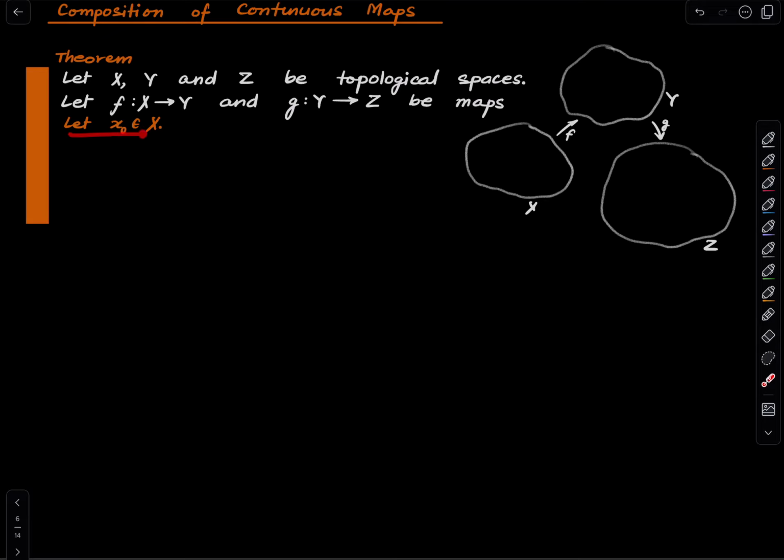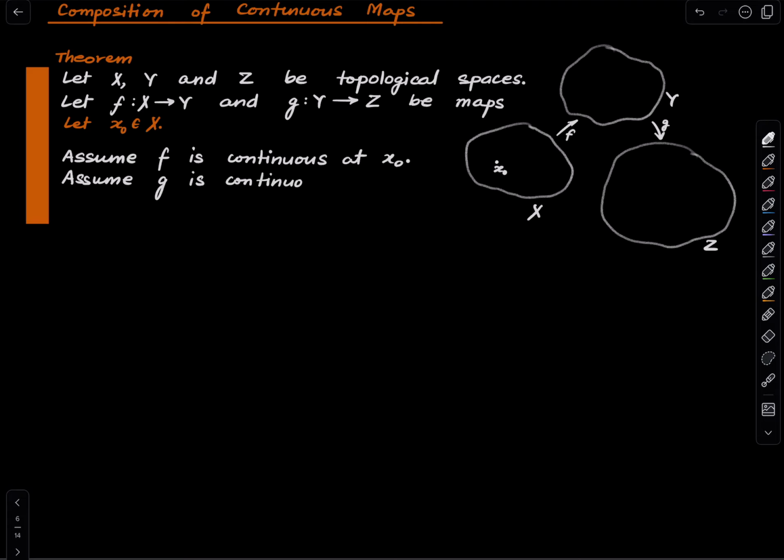Suppose we have a point in the domain of the first function, call it x naught, and assume f is continuous at x naught. Also assume g is continuous at f of x naught. So f of x naught is here.